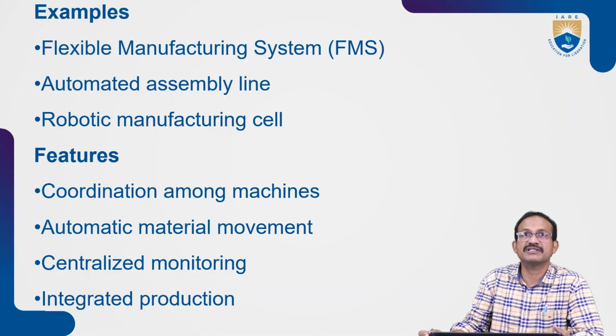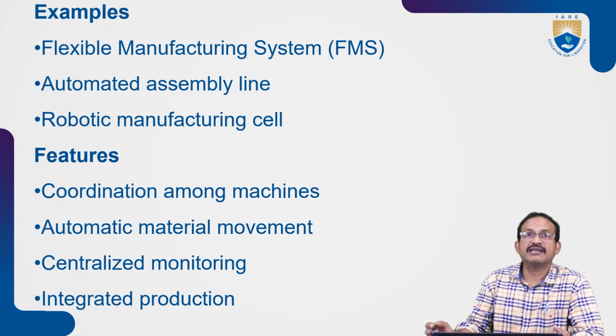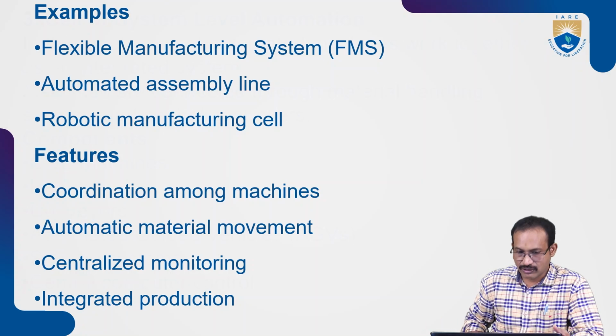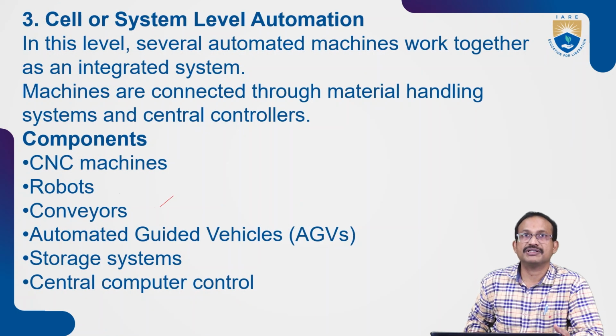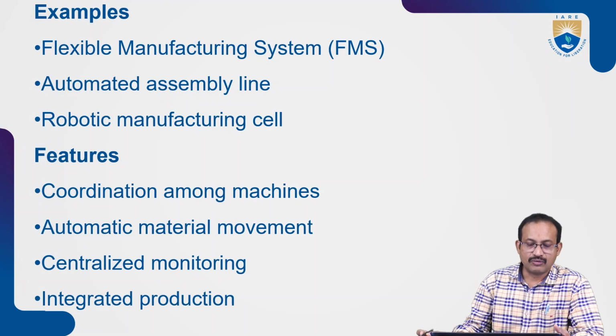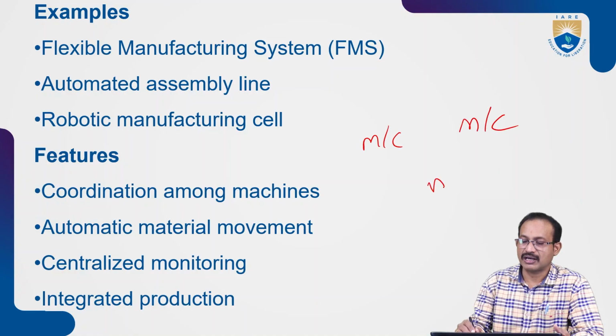Examples: flexible manufacturing systems, automated assembly line, robotic manufacturing cell. What are the key features associated with this cell? What is this one called? System level automation. Okay, coordination among machines. Coordination among machines means one machine can communicate with another machine.